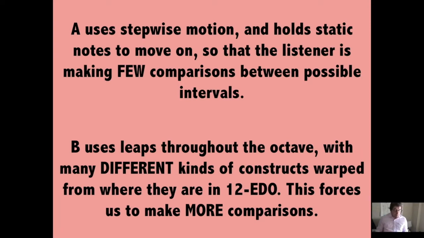And then B uses different leaps throughout the octave, with different kinds of constructs warped from where they are in 12EDO. So this forces us to make more comparisons. And it's also a sequence. The melody in B starts like da-da-da-da-da-da. Then that first chunk is repeated in the second chunk, but shifted down a Father 8 scale degree, shifted down again, and then there are arpeggiations of triads, which don't line up in 12. So we'll get to that.